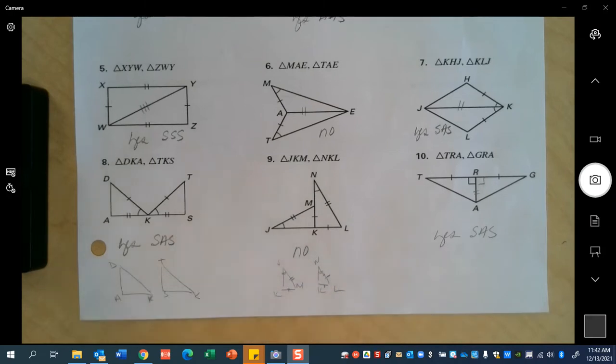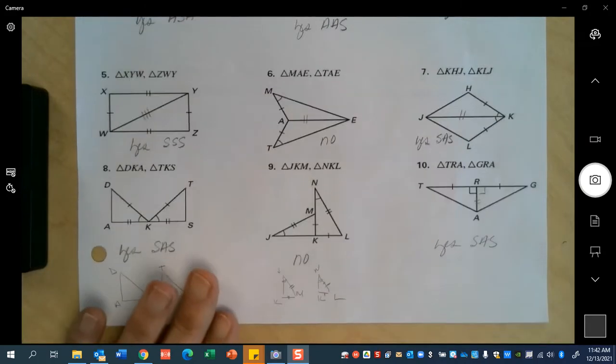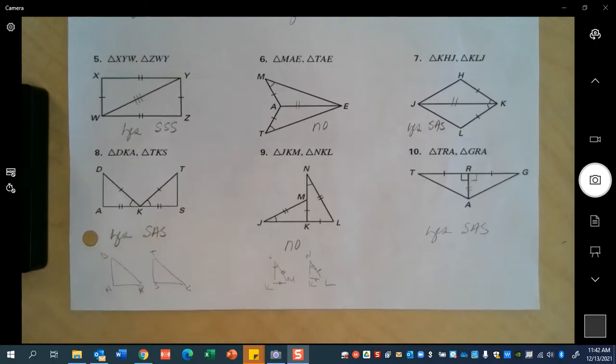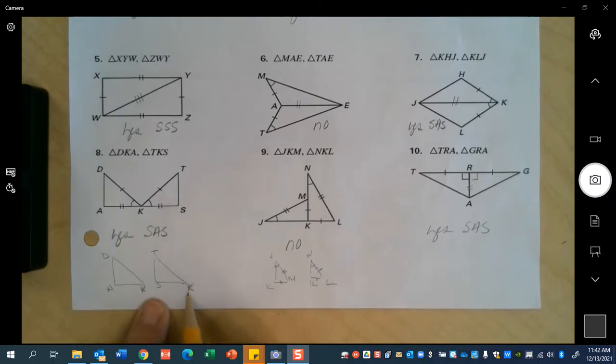Does that make sense? Yes. So that's my little hint. If I want to be super, super careful that I'm not messing up any of their orientations, then I'm going to sketch this to make sure that I know that D and T correspond, A and S correspond, and for this one, K and K correspond.